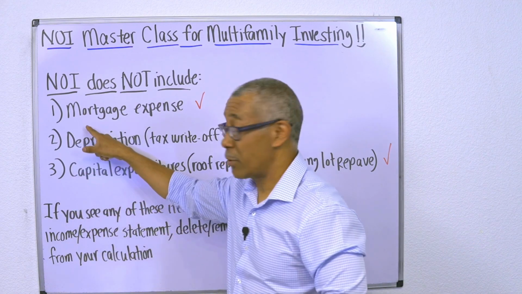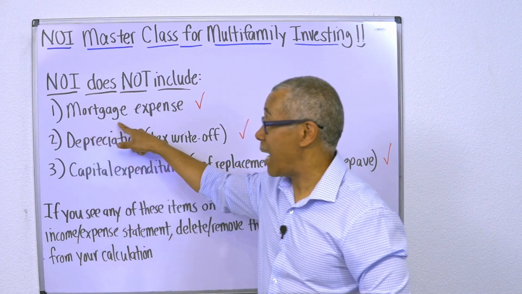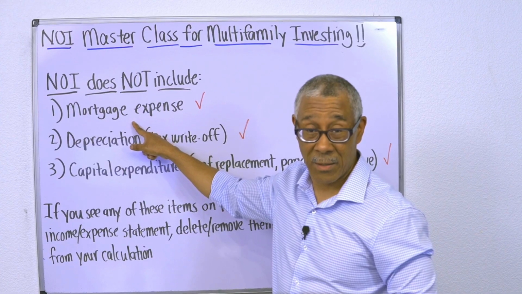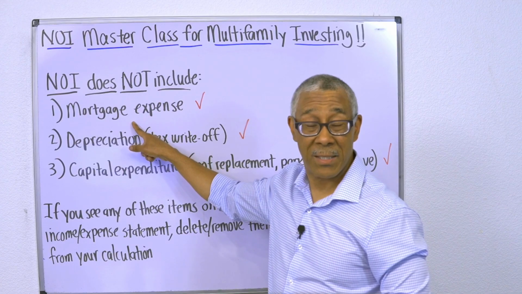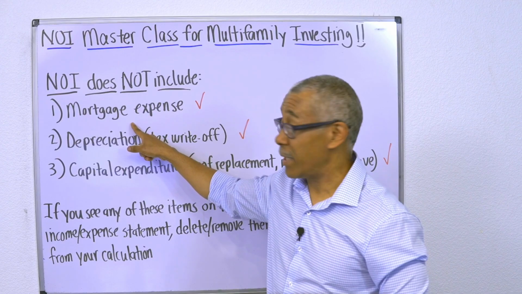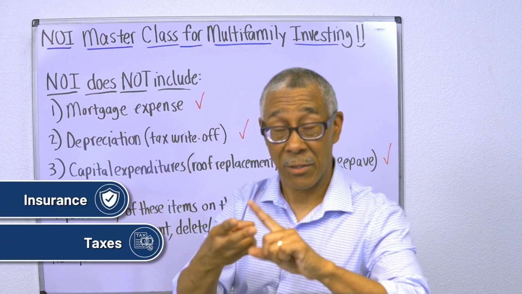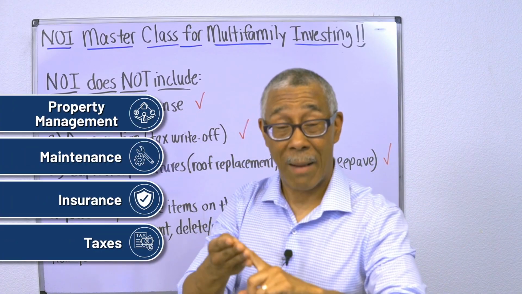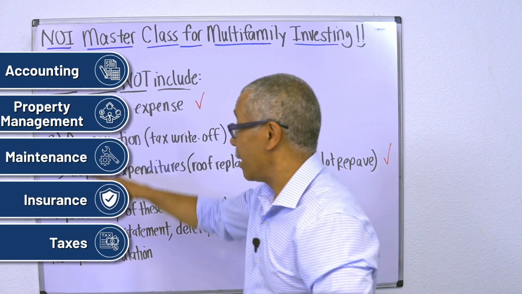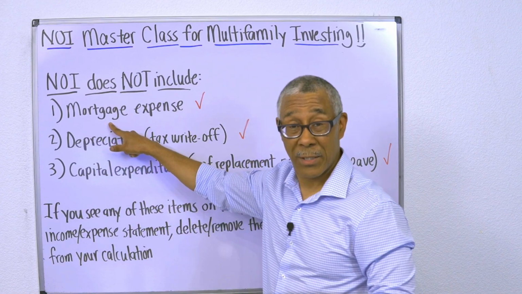When you do your calculation of NOI, do not include any mortgage expense. The mortgage expense is not an operating expense. Your NOI only includes operating expenses: taxes, insurance, maintenance, property management, accounting, not mortgage. If the mortgage is there, remove it.